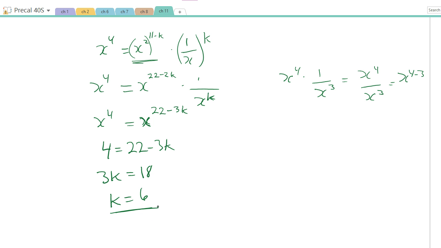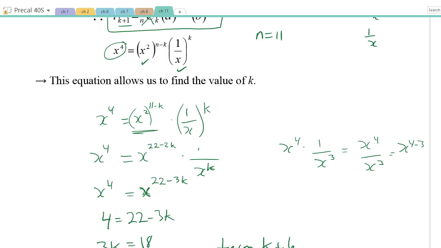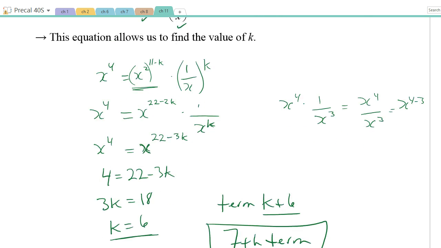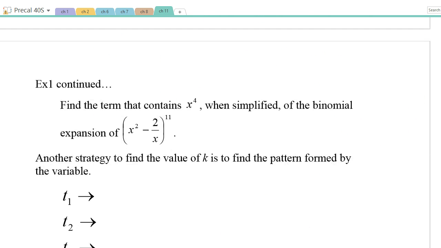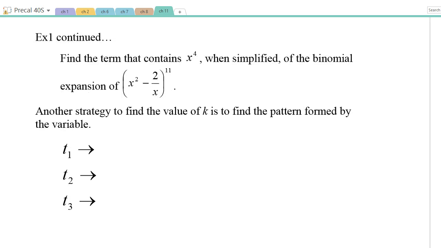So what's the term? Okay, so term k plus 1, right? So this is the 7th term. Cha-ching, got that done. All right, so remember that last part, that this tells me term k plus 1, so that's why it's the 7th term. Okay, so there is another way we could do this.